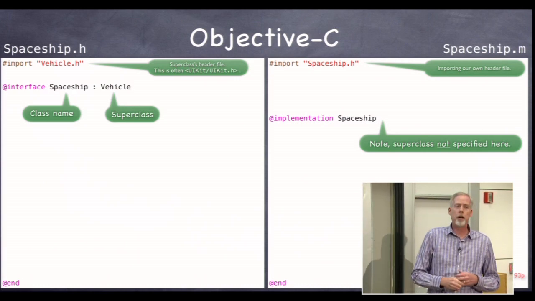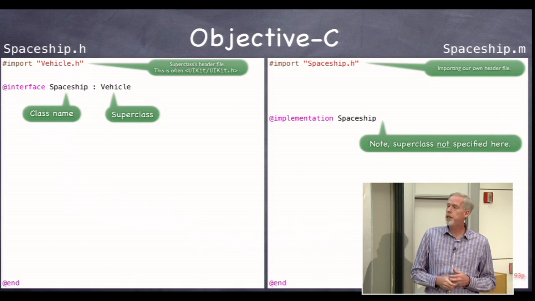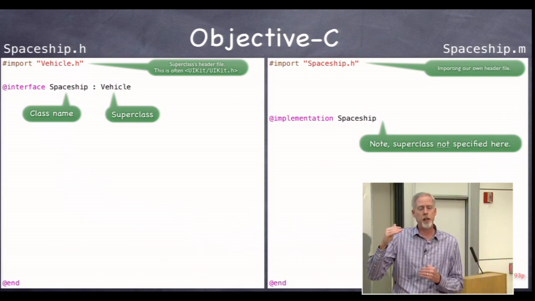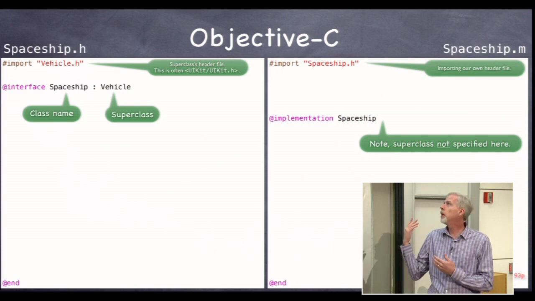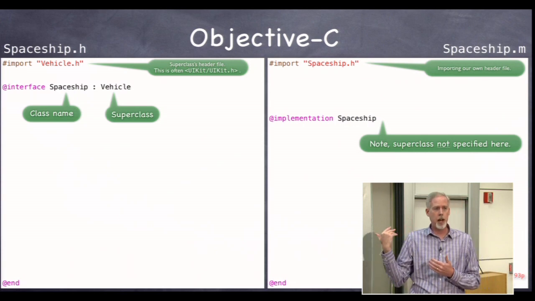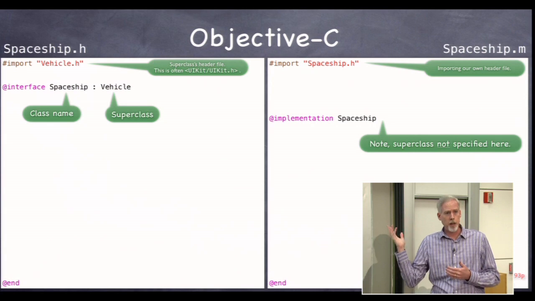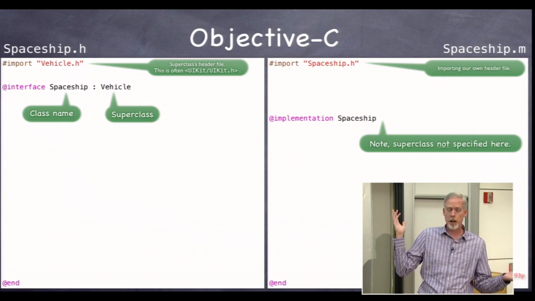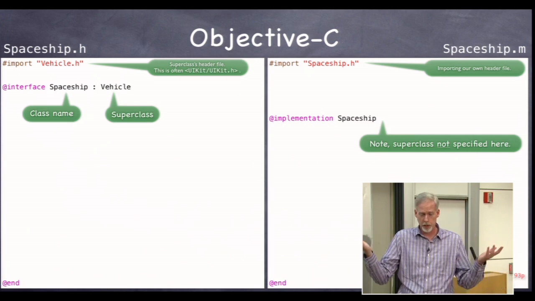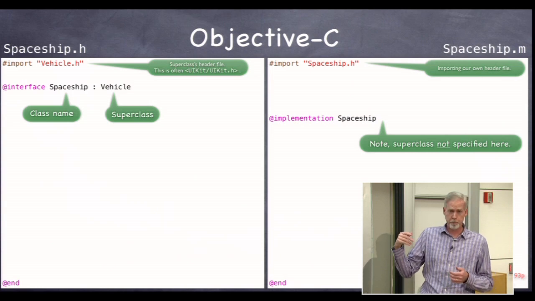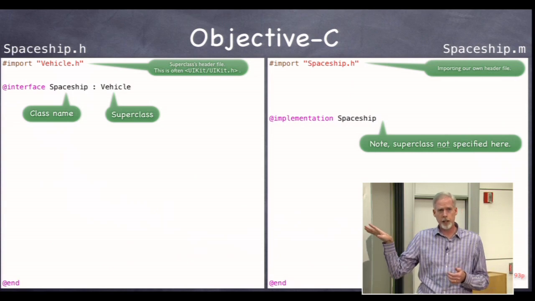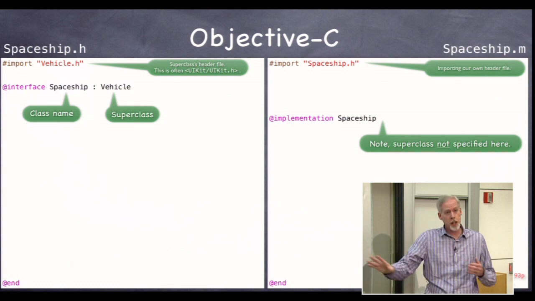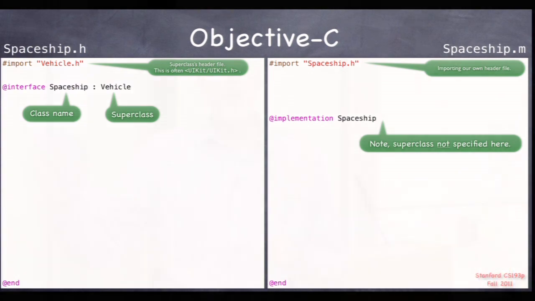So everything in the interface for our Spaceship is going to be between that @interface and the @end. And similarly, on the implementation side in the .m, it starts with @implementation, name of class, no superclass specified here. We've already specified it in the header file, and we're including our header file in our implementation, so we don't need to say it again. And then @end at the end. So all of the implementation of all of our methods goes between this @implementation and the @end.